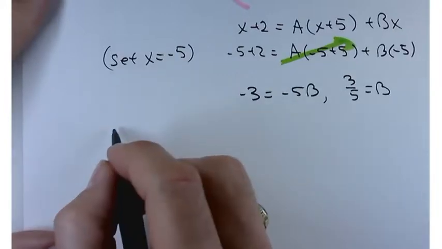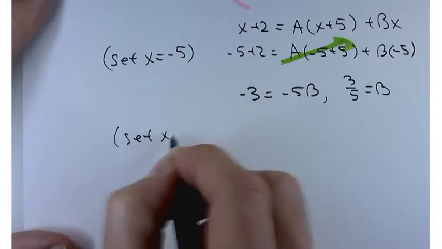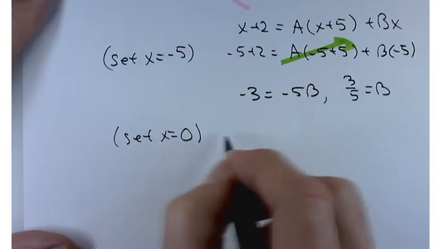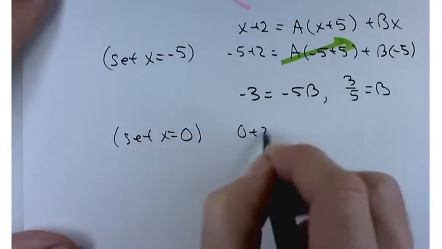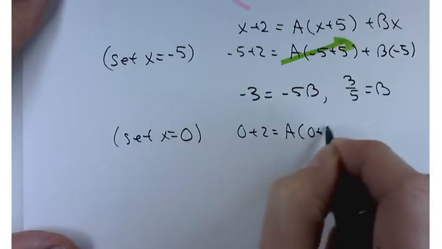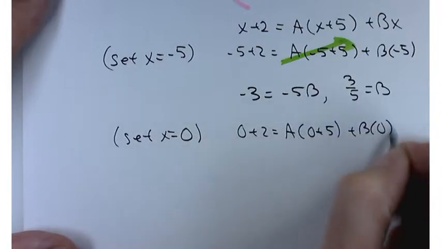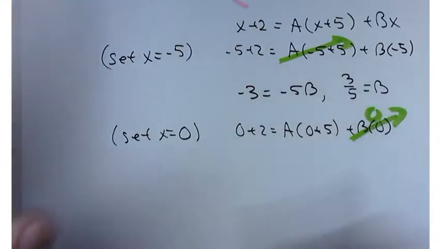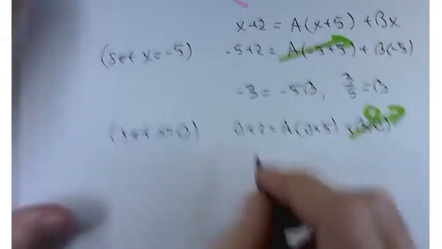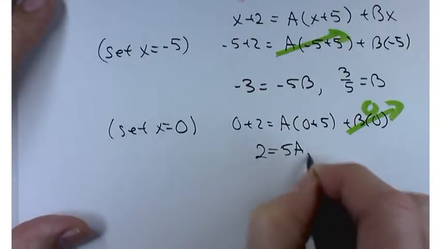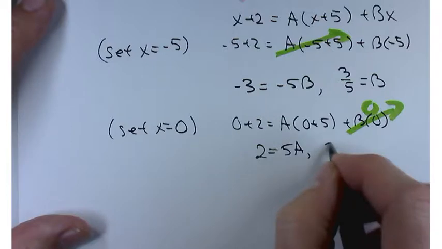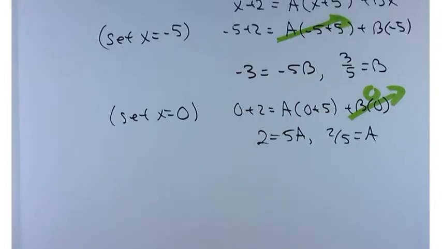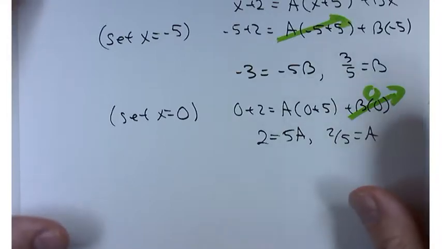Vicky, suggestions? What could I set x equal to? One more time. 0, good. Set x equal to 0. So I get 0 plus 2 equals a times 0 plus 5 plus b times 0. And as before, that disappears. That's just a 0 now. 2 equals 5a. So 2/5 is a. That's nice. That worked out really nice.